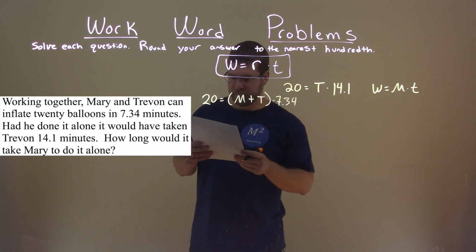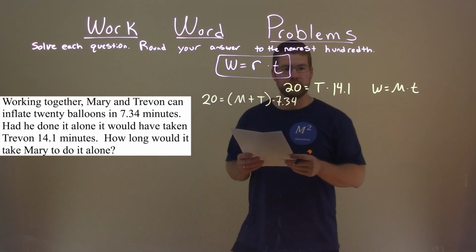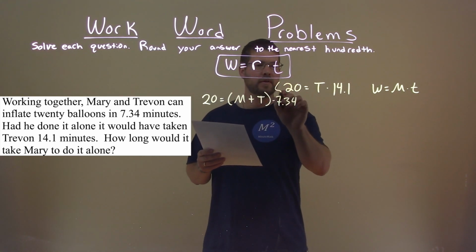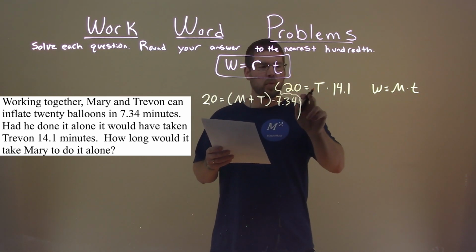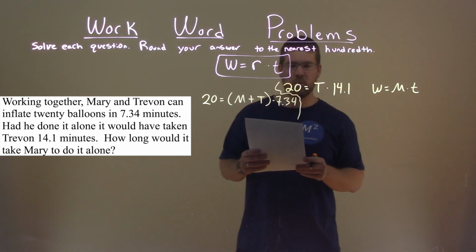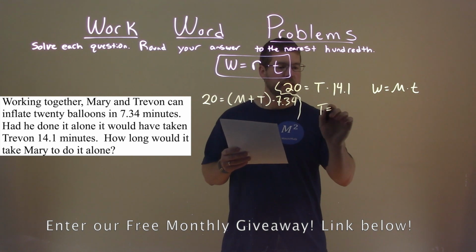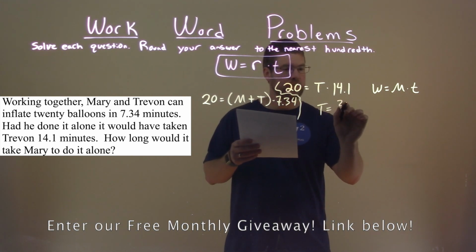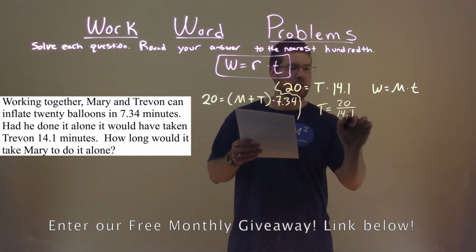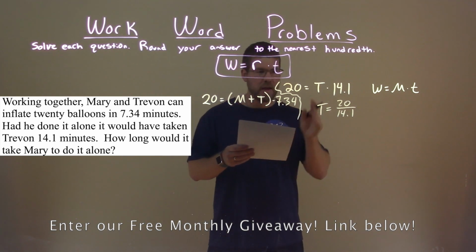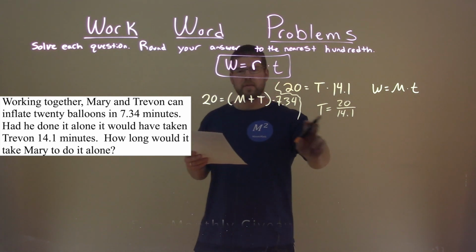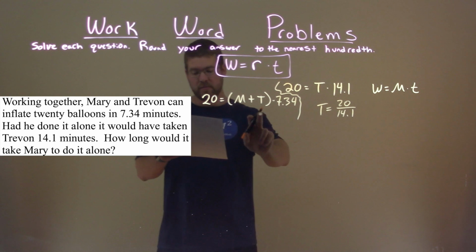Okay, so where can we go from here? Well, this equation, I wrote it kind of close here, but 20 equals T times 14.1. Let's go find Trayvon's rate. Trayvon's rate is equal to 20 over 14.1 here, and that's going to be helpful. So we're going to take that and substitute it in for T right here.